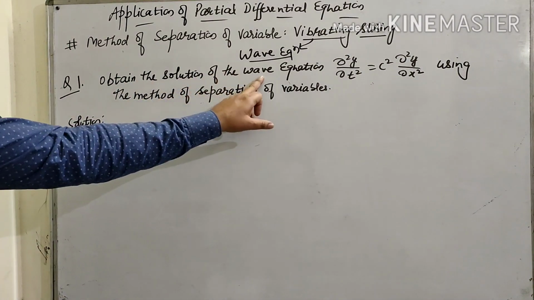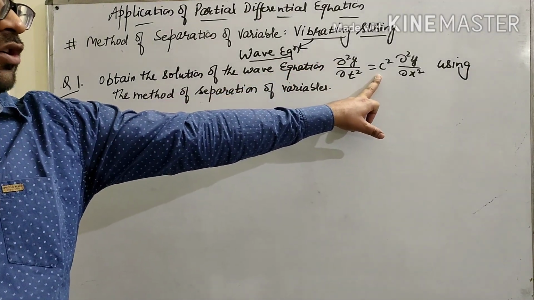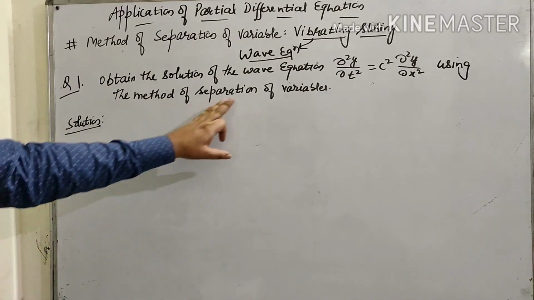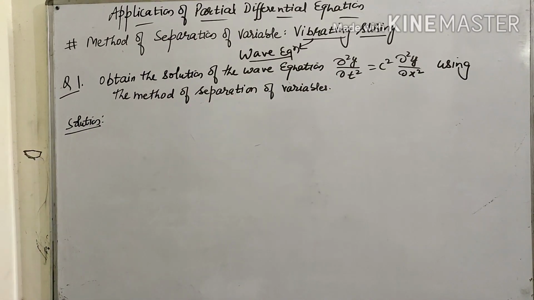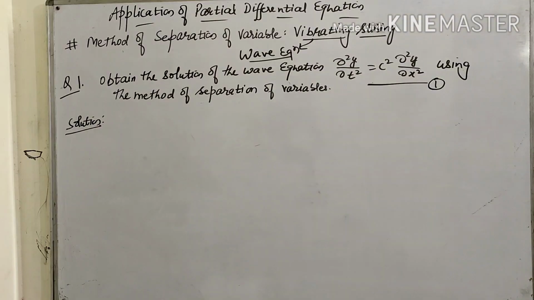Obtain the solution of the wave equation del 2 y over del t square is equal to c square del 2 y over del x square using the method of separation of variables. Let it be equation 1. As we solved this type of problem in the previous lecture, we will start the same way.